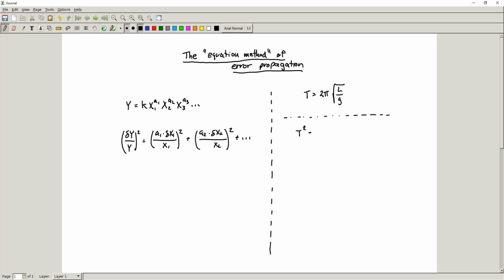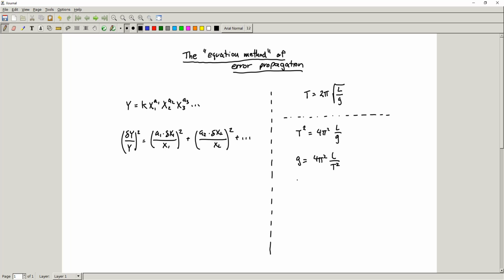The way I would do that is just square both sides, so we end up with an expression that looks like this. Then just isolate g. I'm going to multiply both sides by g and divide through by T squared, so we end up with 4 pi squared times L over T squared. That's great, except I'm going to rewrite this one more time. That's going to make it very easy for us to apply this equation method of error propagation to this equation.